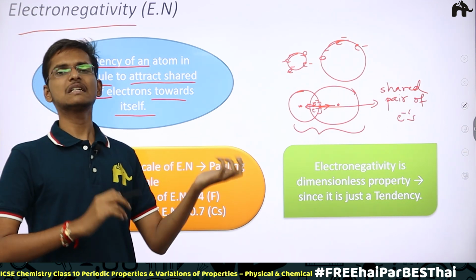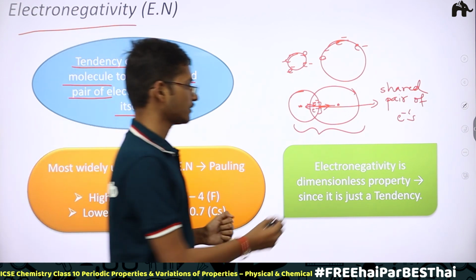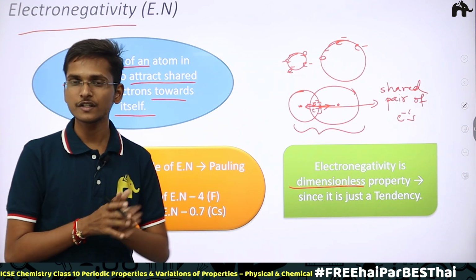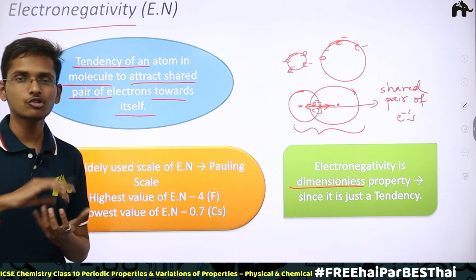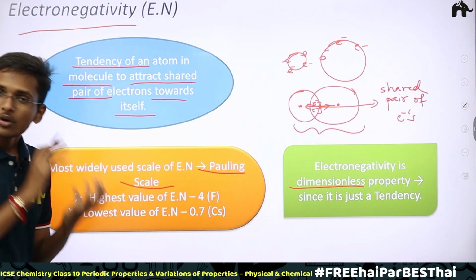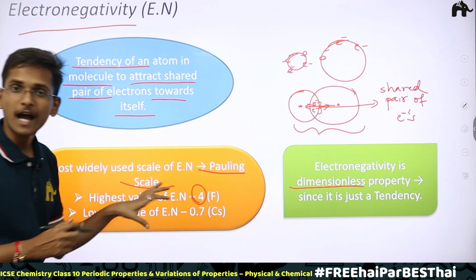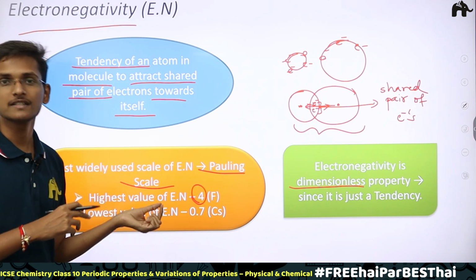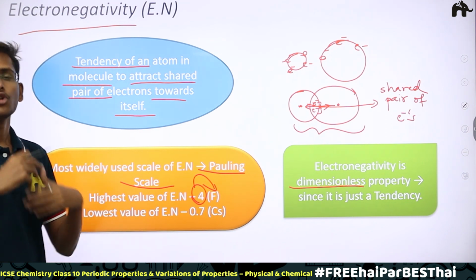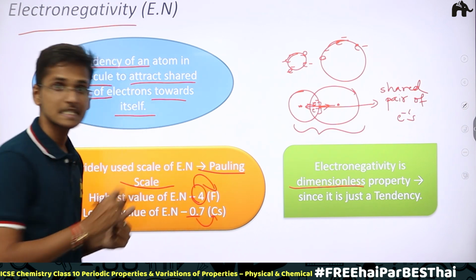Okay, now since it's just a tendency, it doesn't have any unit, so it is a dimensionless property. But scientists have tried to give various scales in order to measure electronegativity. Out of those, the most widely used is the Pauling scale. In this Pauling scale, the highest electronegativity value is given as 4 and it is given to fluorine, and the lowest electronegativity value in the Pauling scale is 0.7 and it is given to cesium.